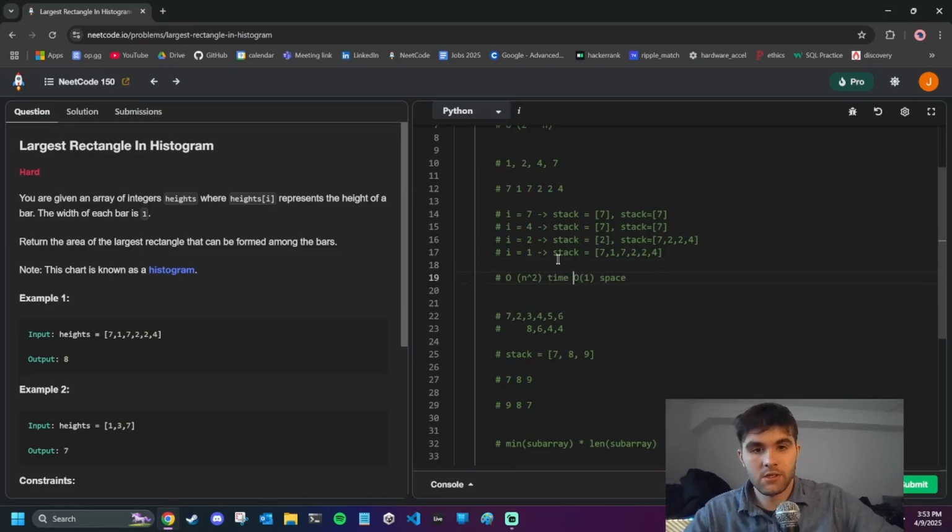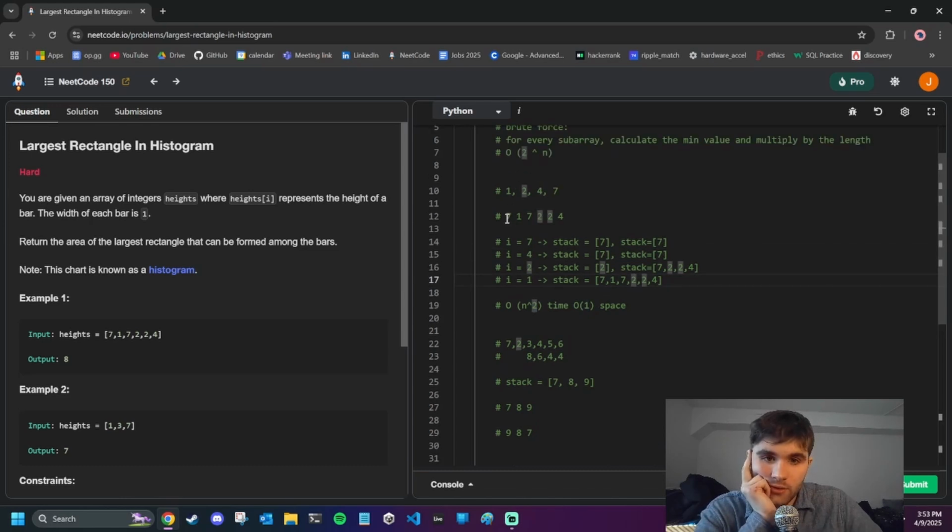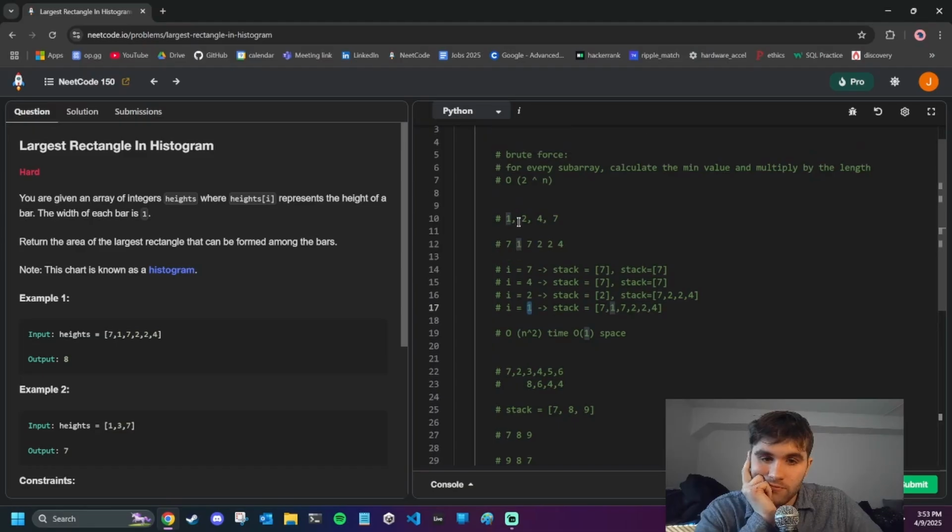So now the question is, I want to take less time but use more space as a trade-off. So what information can I store so that we don't need to do this for every single thing? So for 7, 1, 7, 2, 2, 4.